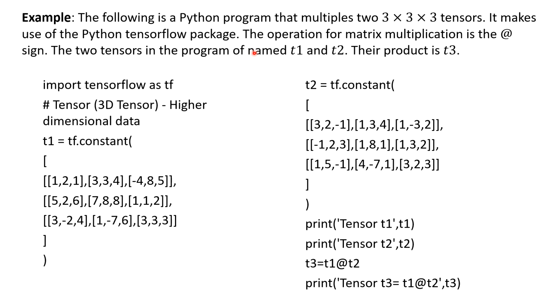On this slide and the next, I have a Python program that multiplies two 3 by 3 by 3 tensors, basically three-dimensional arrays. It makes use of the Python TensorFlow package. The operation for matrix multiplication is the @ sign. There's other ways of multiplying. I use this. This is the usual multiplication you use with 2 by 2 matrices.